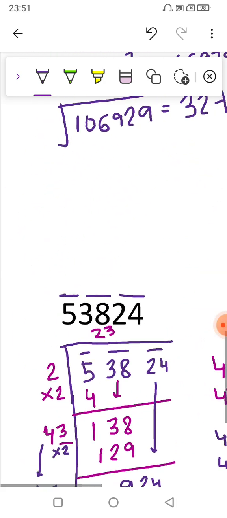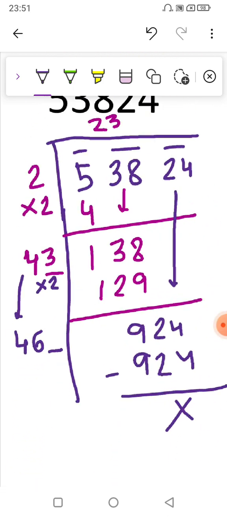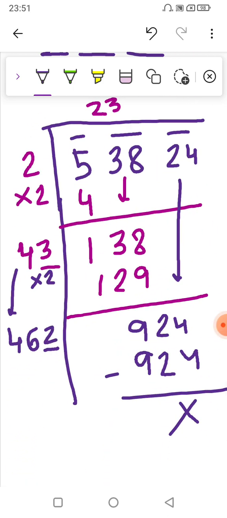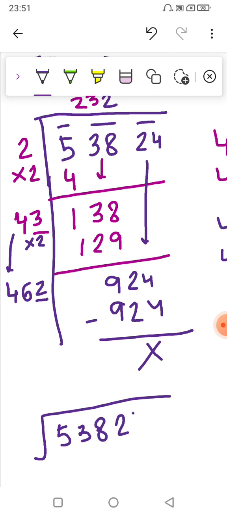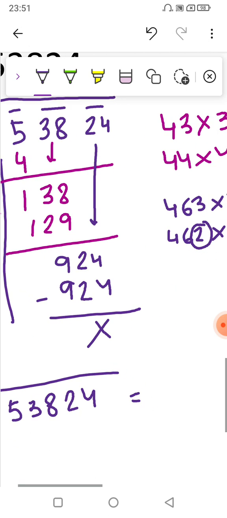So 2 at this place and 2 at this place as well. So my answer will be: the square root of 53824 will be 232.